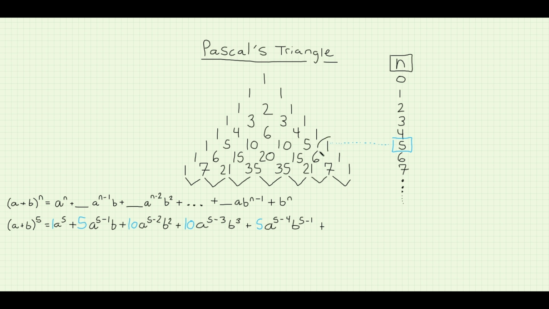plus, well, the last coefficient is just going to be 1, so 1 times b raised to the power of n, and n is 5, so b raised to the power of 5. And honestly, I'll write in a 1. So that's what it should look like, and then I can hit it with a simplification.